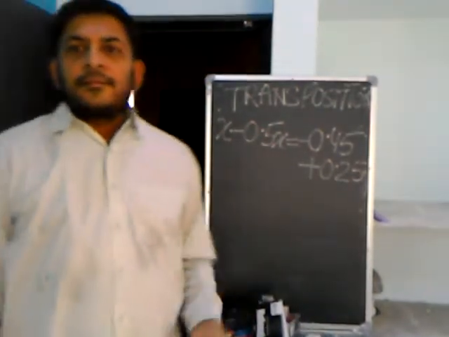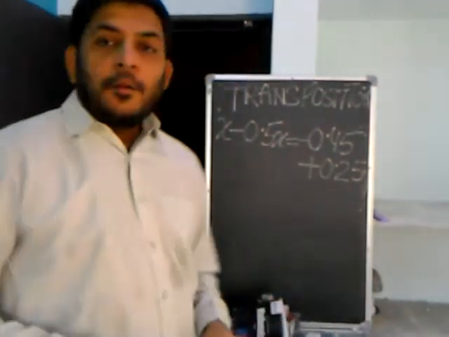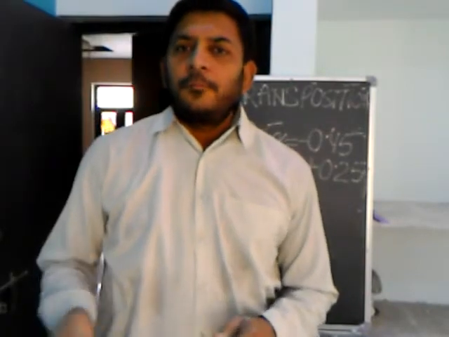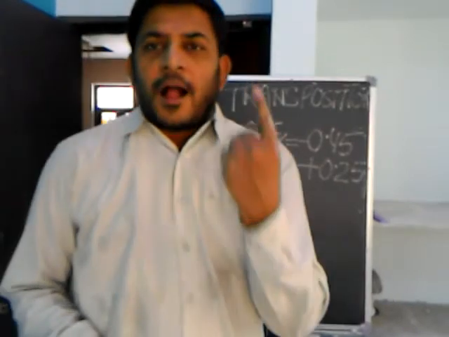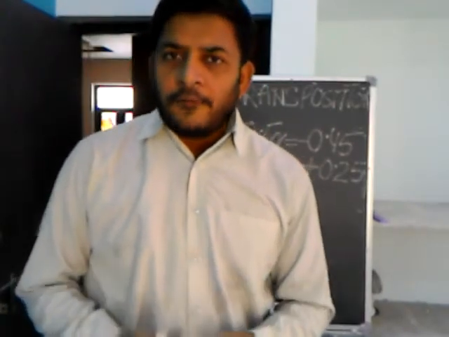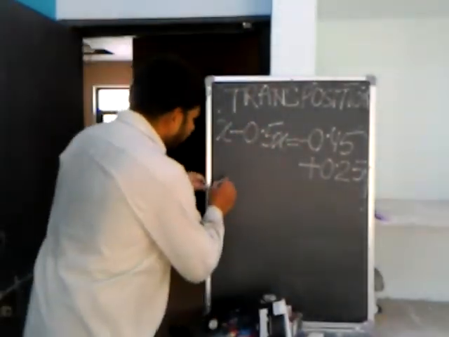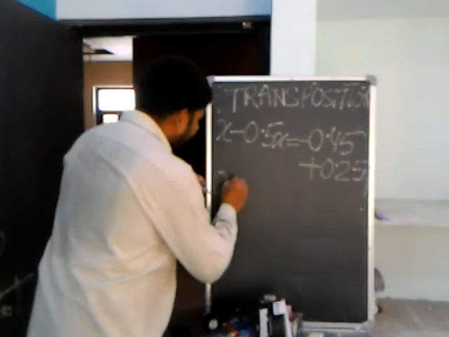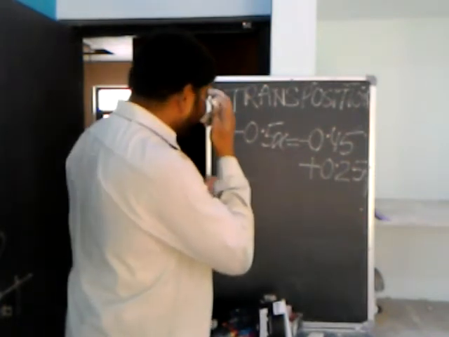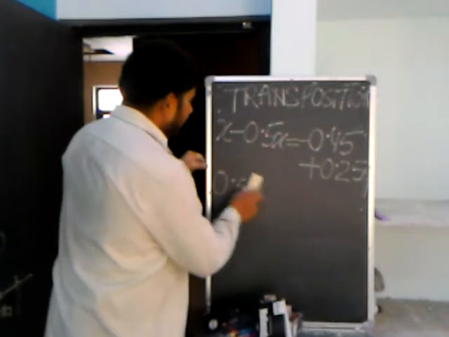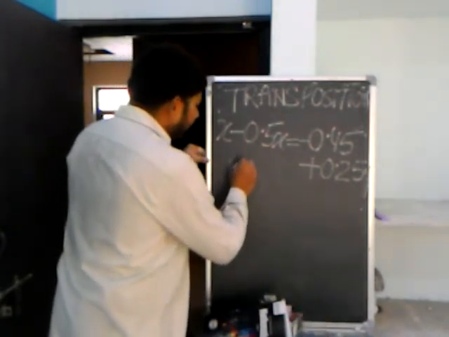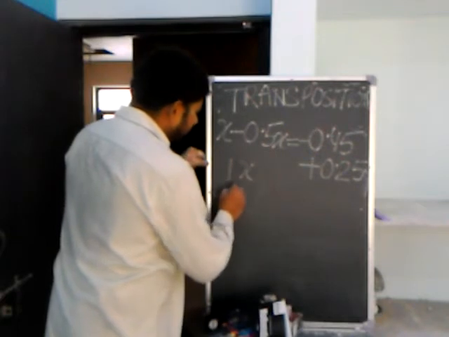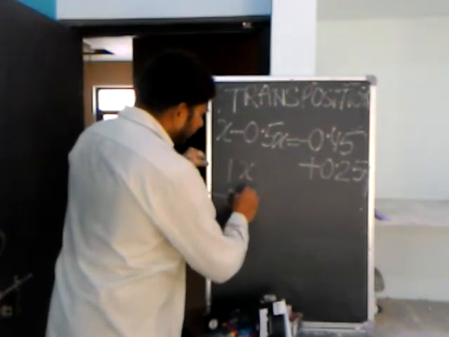This is 1x, and 0.5 means half. If I subtract half from 1, what will I get? Half. So it becomes 0.5. Actually, let me explain how it does it. I need to subtract 1x and 0.5x.